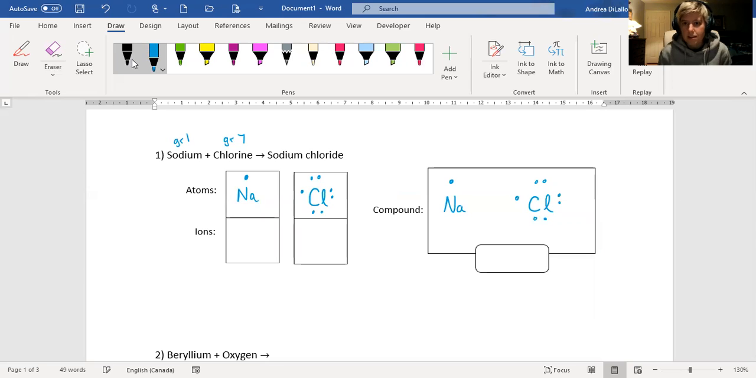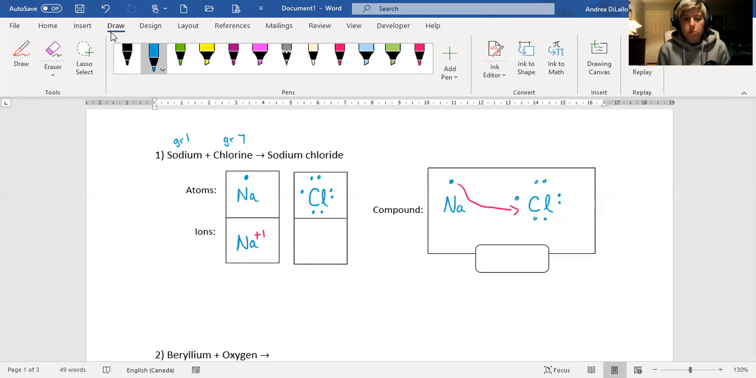Chlorine needs an electron to get a full last shell. Sodium needs to lose an electron to get a full last shell. So what happens is the electron leaves sodium and goes to chlorine. As a result, the ion that is formed is Na plus 1, because every single time I lose an electron, I become more positive.